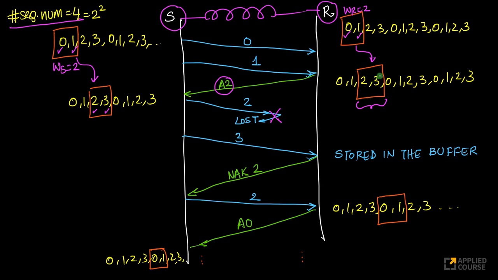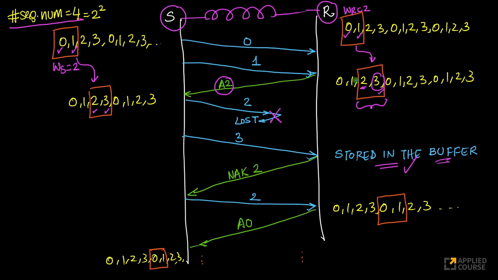So I'll store frame 3 in a buffer, and I'll now wait for frame 2. Now remember, I haven't received frame 2, but I've received frame 3. I'm not throwing away frame 3 because we used some bandwidth to transmit it. Why throw it out? I'm going to store frame 3 in a buffer.